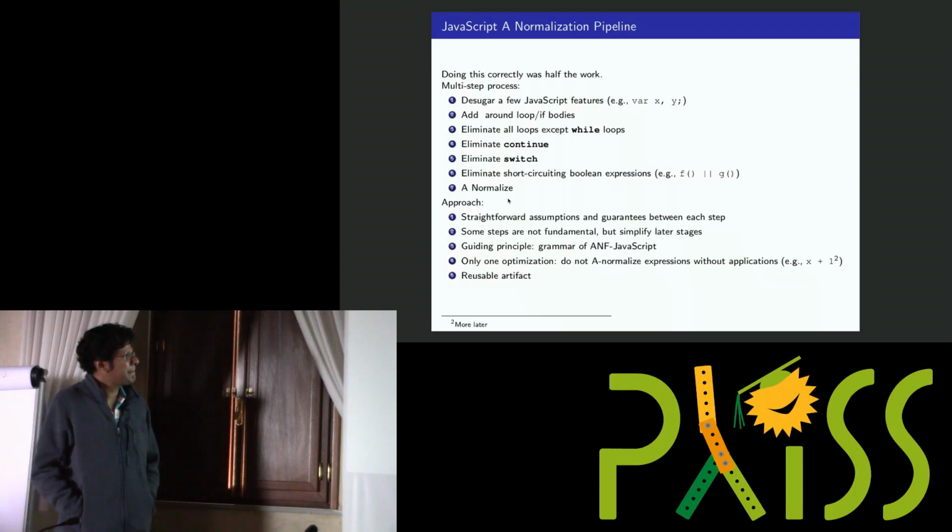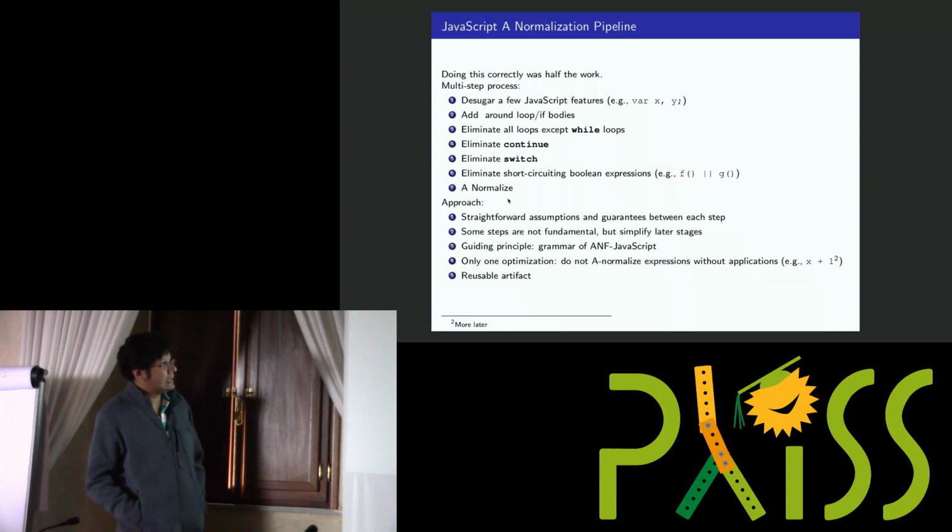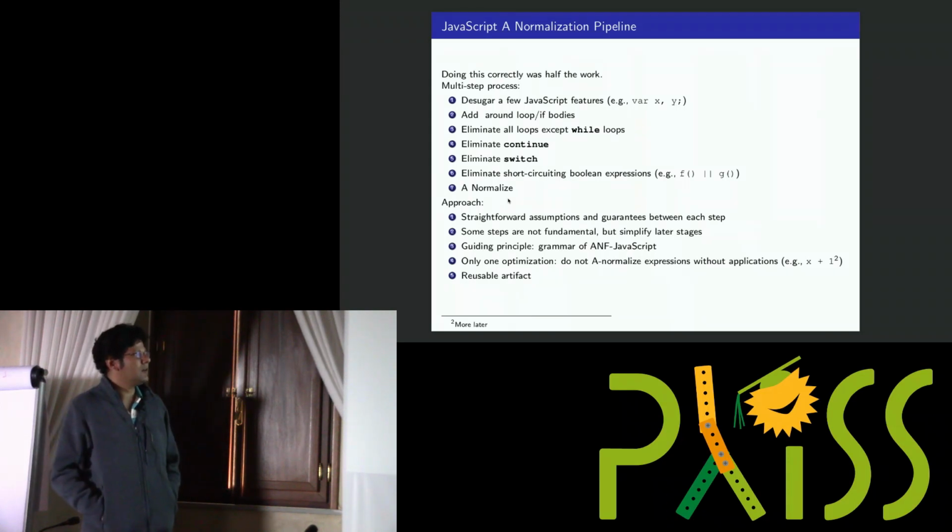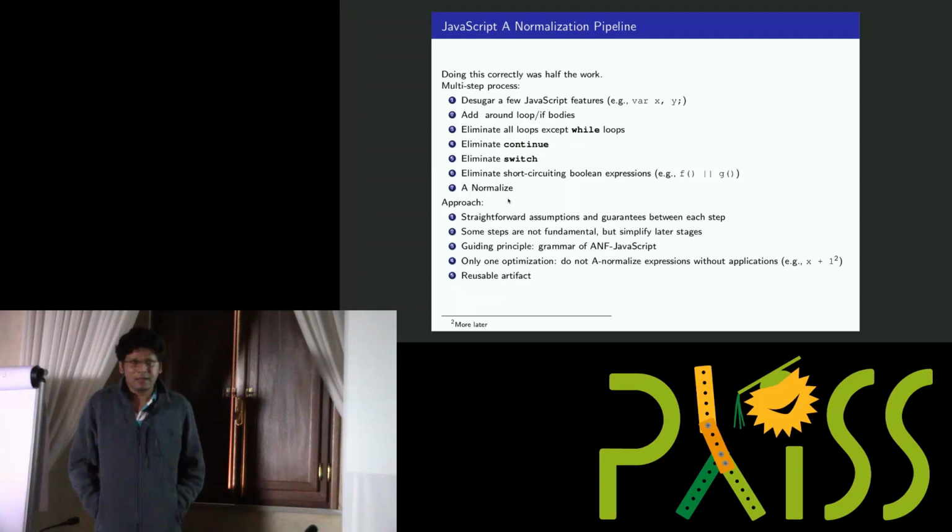Let's see. Why do things this way? Okay, it is certainly the case that we might have gotten better performance by not being so aggressive about simplifying the language, right? I'm pretty sure that turning all for loops into while loops is the wrong thing to do for performance.